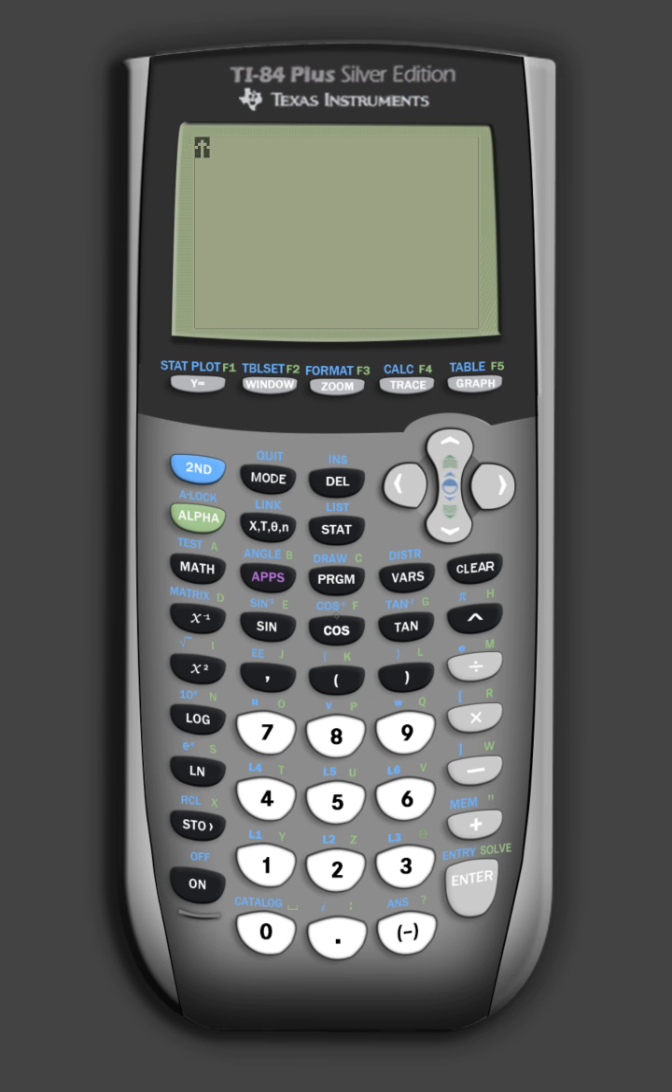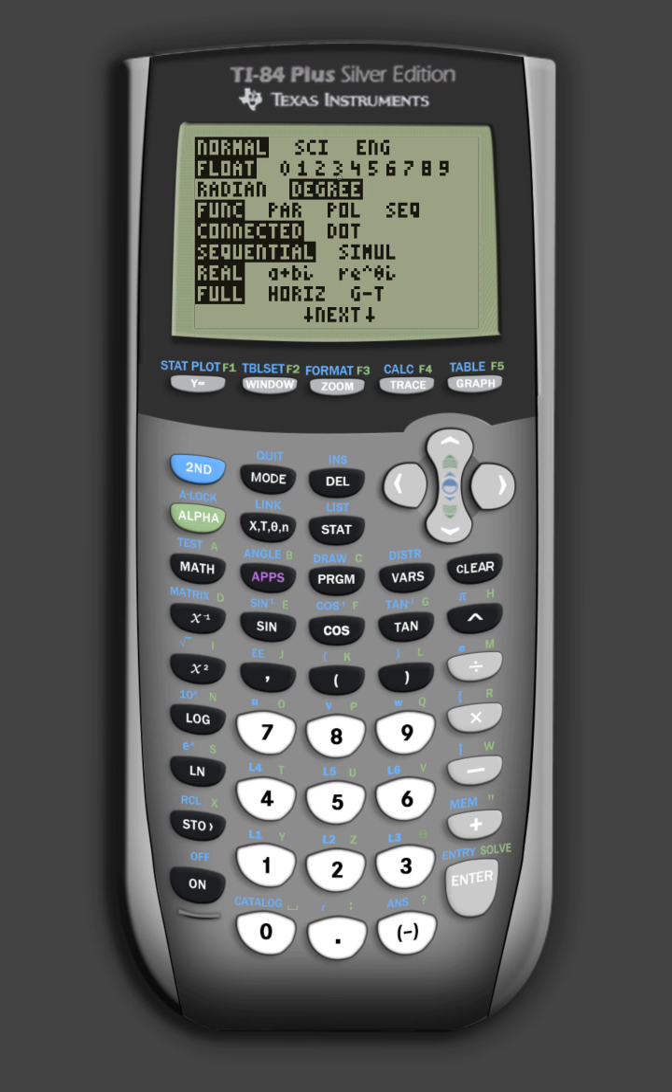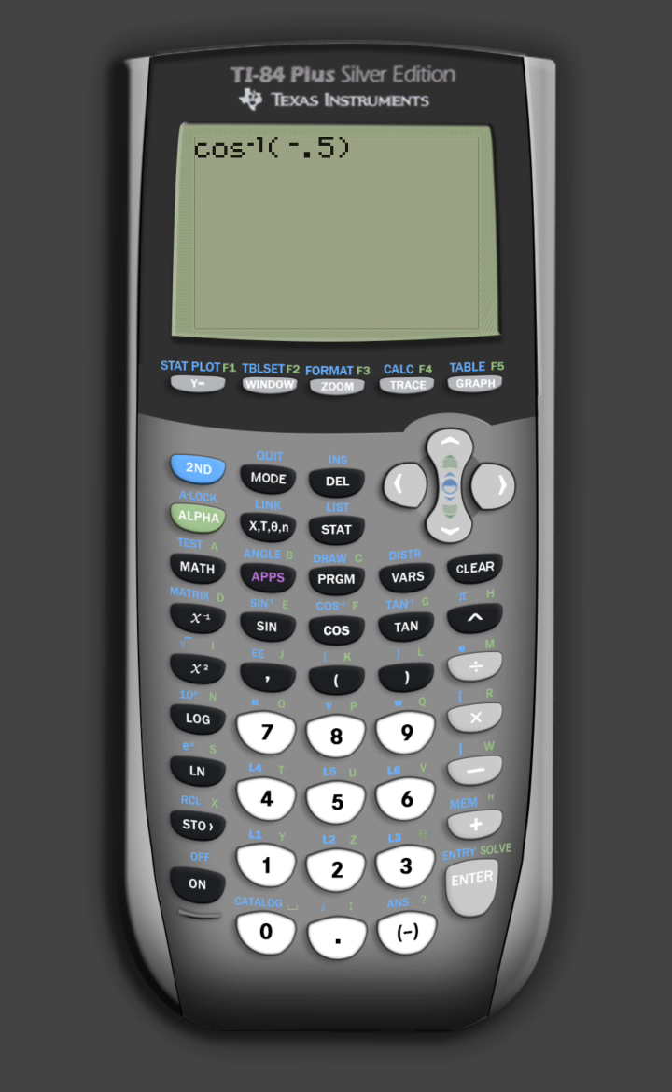So if we do second cosine, and then we're going to enter in that negative half that we're looking for, that trig ratio. And when we do that, make sure you're in the right mode. You're in degree mode here. So when you actually push enter, you'll see you get 120 degrees, which is what we got as one of our answers. Notice how we don't get the other answer of 240 degrees. We'll look into why that's happening in just a moment.